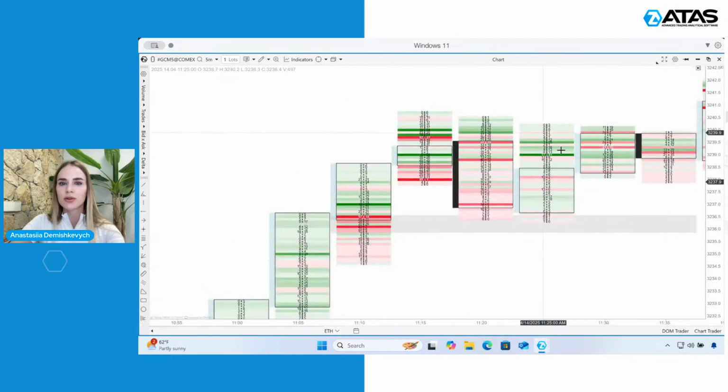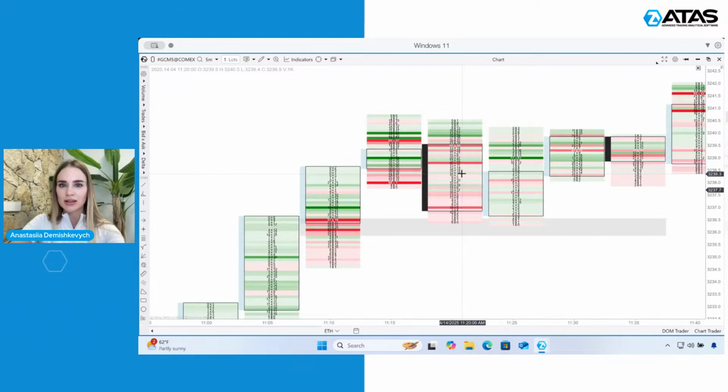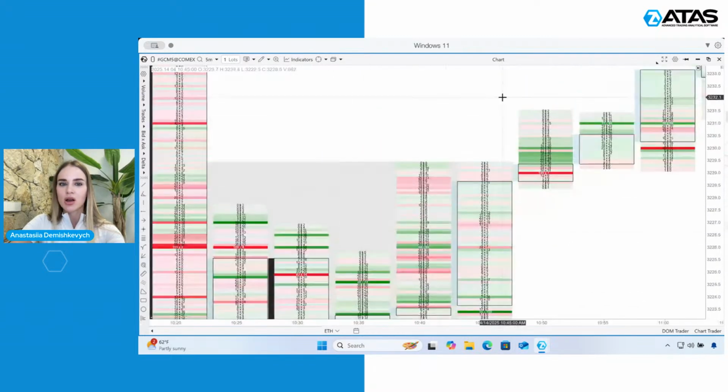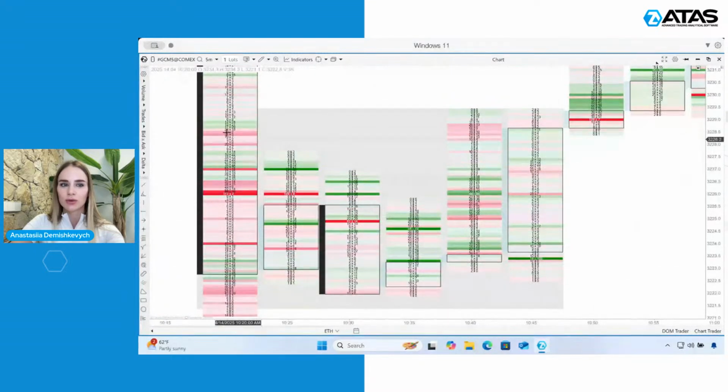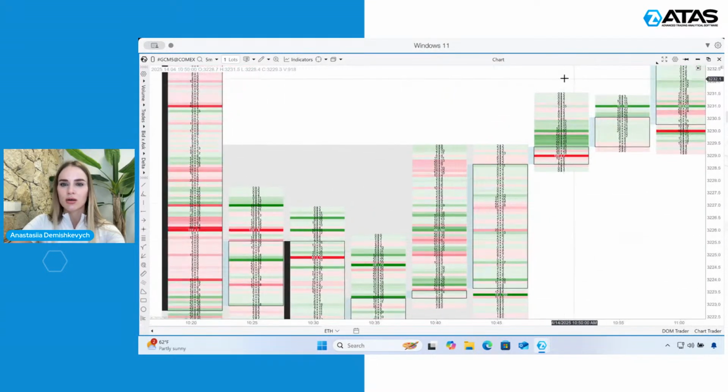So the difference between this, for example, is that the footprint started to be mixed, green and red, but ultimately it still came out green, and the price was holding above the previous absorbed sellers activity. While in this case, as we can see, it was red, mixed, then green footprints, and a green push to the upside.